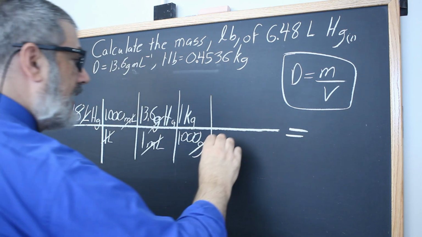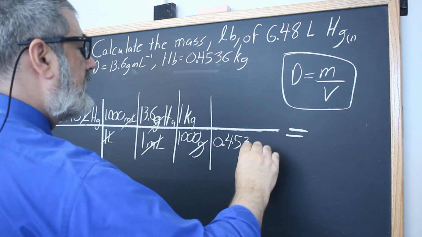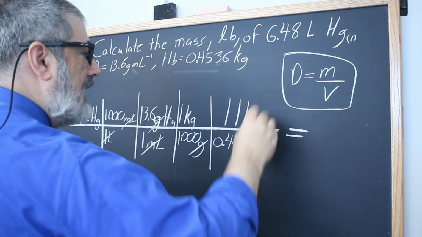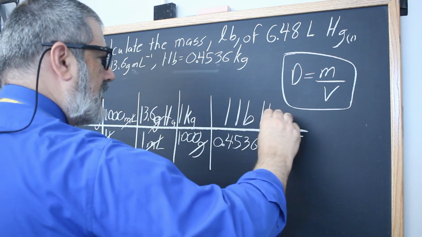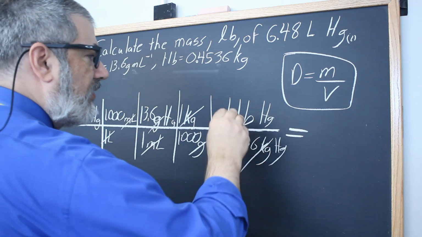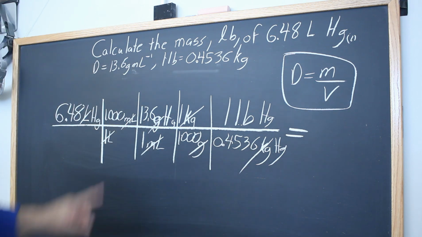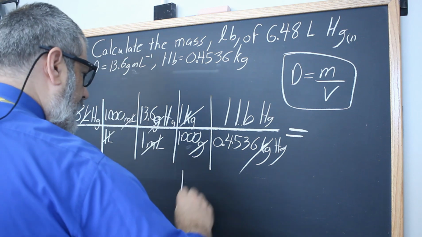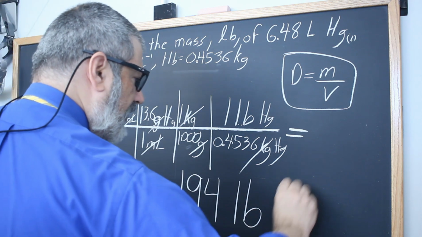All right, and well, here's our final conversion. We take 0.4536 kilograms is equivalent to 1 pound, and I didn't write it explicitly, but this would be mercury, so I'll just put that in there for all of this. And now kilograms cancel. We have pounds of mercury, so we go ahead and do the math. You notice 1,000 divided by 1,000, that cancels. When you do the math, you should get 194 pounds of mercury.